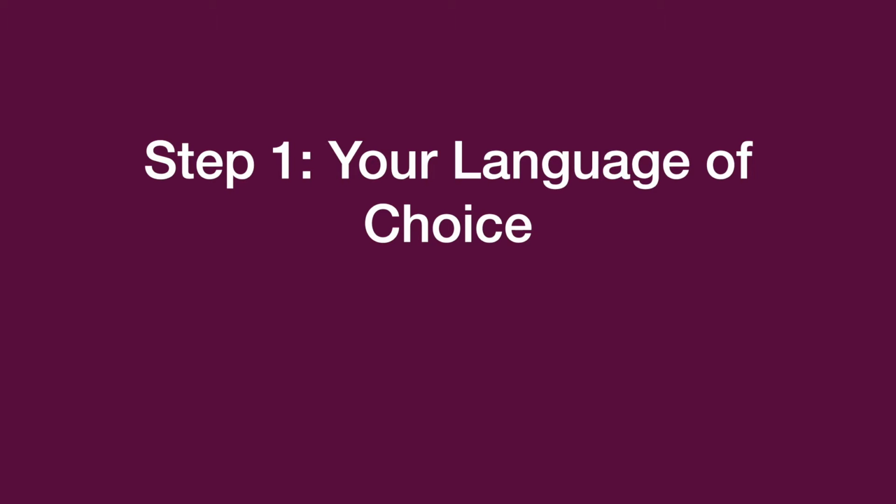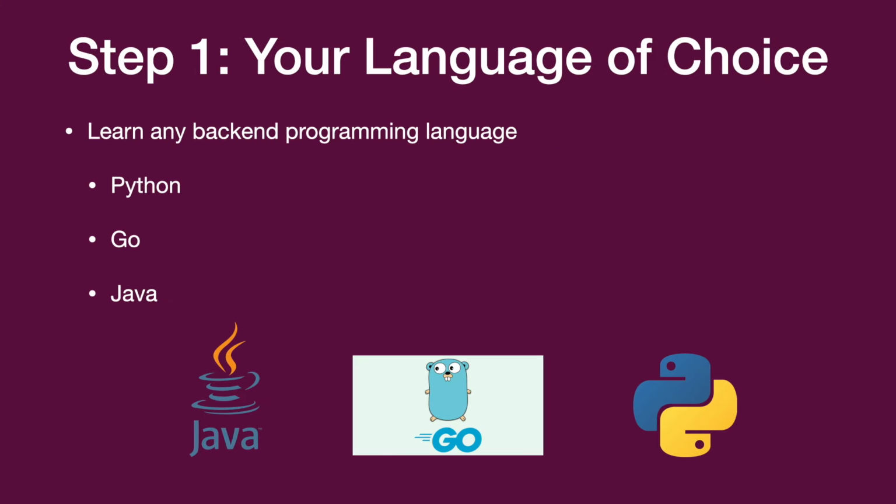Step 1 is learning the language of your choice. It does not really matter what programming language you choose to learn first. What matters is how much you learn about that one programming language. Some good examples of backend languages are Python, Go, and Java. So you can pick any one of them and dig deep into it rather than jumping around different languages and not learning too much.